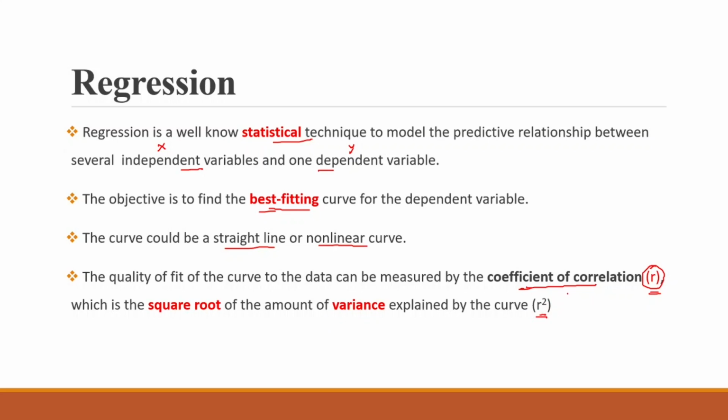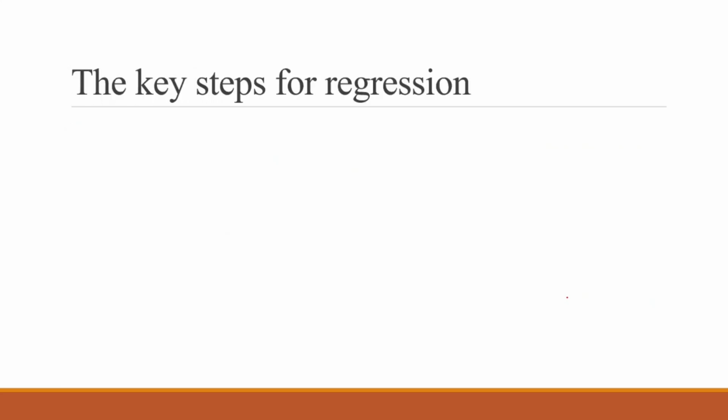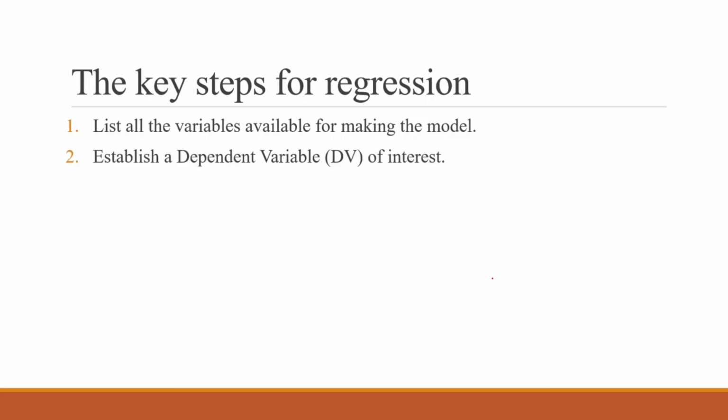These two metrics can be used to evaluate the problem statement and the solution we have for the given problem. With this, let us see the key steps for regression. The first one is to list all the variables available for making the model. Then establish a dependent variable of interest.